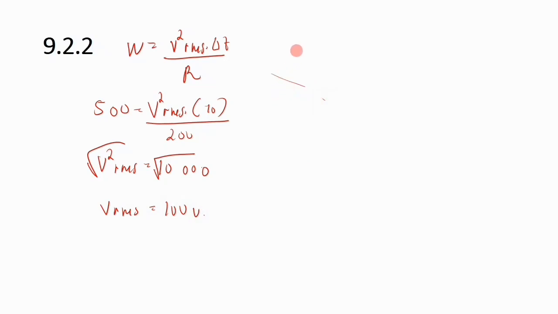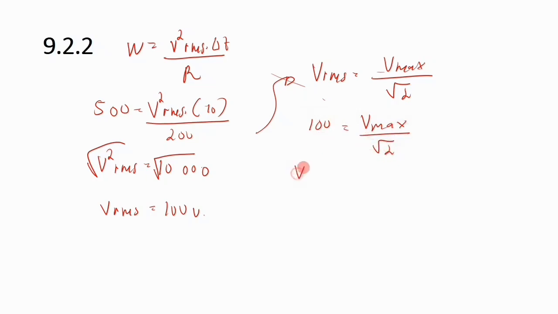Then to calculate the Vmax, we now go to the second formula. VRMS is equal to Vmax over root 2. At this point we just substitute our VRMS, and then we have Vmax over root 2. Then cross multiply, and we have Vmax is equal to 141.42 volts, and just like that you have your 5 marks.